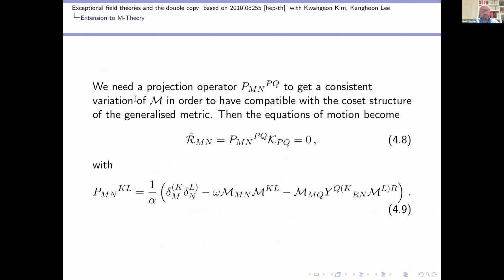Now there's one small caveat, which is that that metric did not have as many independent components as you'd normally expect. It was a constrained metric in order to fit in with this SL5 structure. What that means is that when you vary the action, you must vary the metric while still maintaining that SL5 structure, which means that we need to introduce a projector on the variation of the metric.